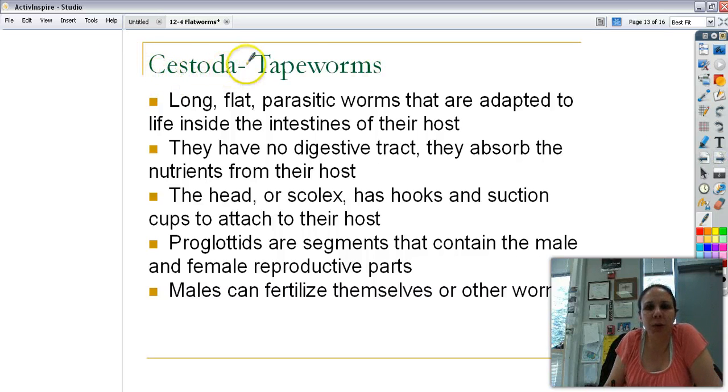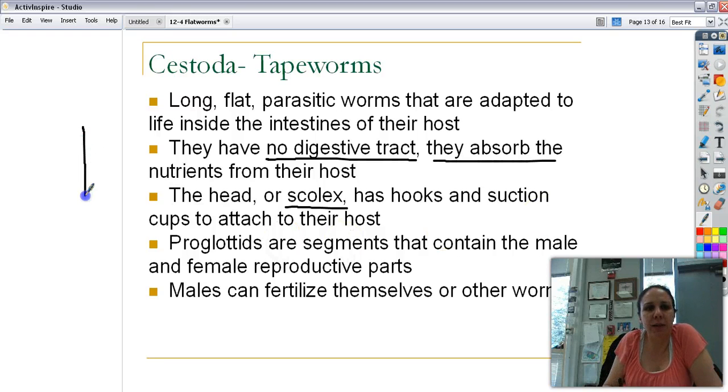Cestodes, class Cestoda, include tapeworms, and these are long, flat parasitic worms that are adapted to life inside your intestines. They have no digestive tract. Why? You do all the digesting for them, so there's no reason to have a stomach or anything like that. They absorb all their nutrients directly from you. Ain't that nice? They have a head, which is called a scolex, and it has hooks and suction cups, so that way once they get inside, they never let go.